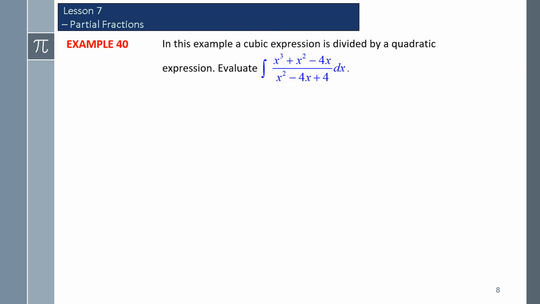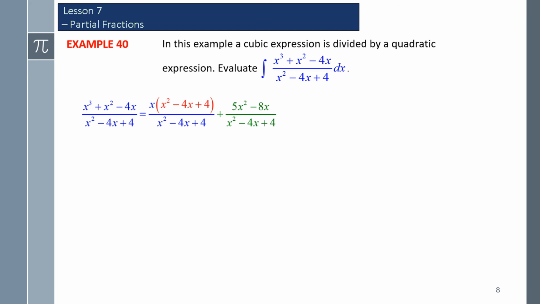In this example, a cubic expression is divided by a quadratic expression. We're going to follow a similar process that happened in the earlier example, just a slight difference. So the first step, I've created an x squared - 4x + 4 over an x squared - 4x + 4. They then will cancel out to leave an x. Now, here I've written this fraction in green because that's what was created. So I think x times x squared is x cubed.